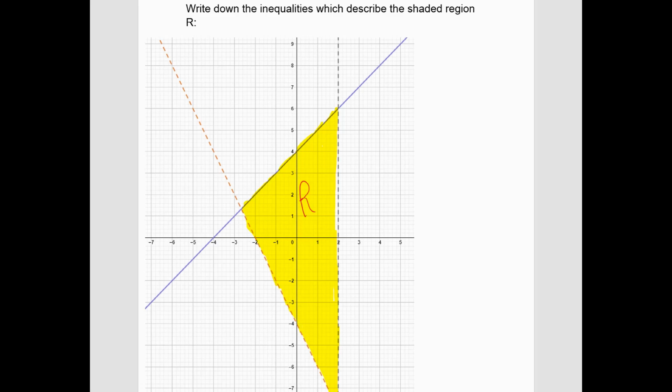This is how we would describe the shaded region R this time. Firstly, let's look at this blue line. We should be able to work out that it has equation y equals x plus 4. The orange line has equation y is equal to minus 2x minus 4, because the y-intercept is minus 4. And the line here is just the line x is equal to 2.